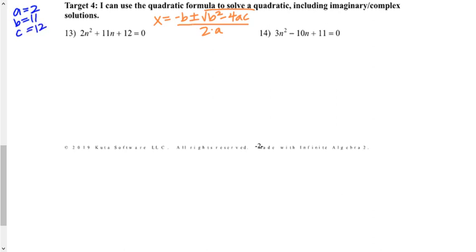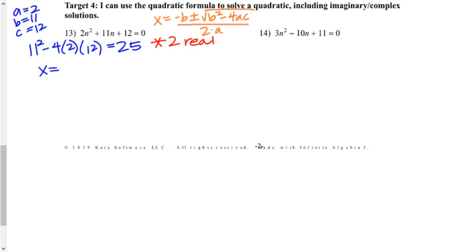I'm going to plug those into the discriminant first to see exactly how many and what type of solutions I'm going to have. So b squared minus 4ac would be 11 squared minus 4 times 2 times 12. And that actually gets me, let's see, 11 squared is 121 minus 4 times 2 times 12. That gives me 25. So I know I'm going to have 2 real solutions. Let's go ahead and do the quadratic formula now.